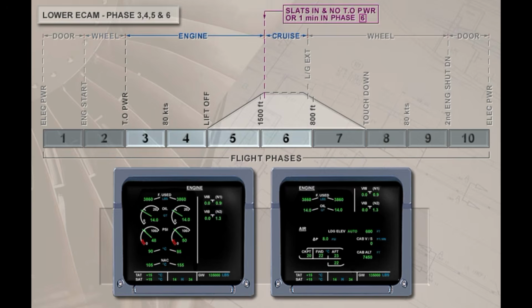At the application of takeoff power through phases 3, 4, and 5, the engine page is displayed. 1 minute after entering flight phase 6, or once the slats are in and climb power is selected, the cruise page is displayed. The cruise page contains information from the engine, the air conditioning, and the pressurization systems.